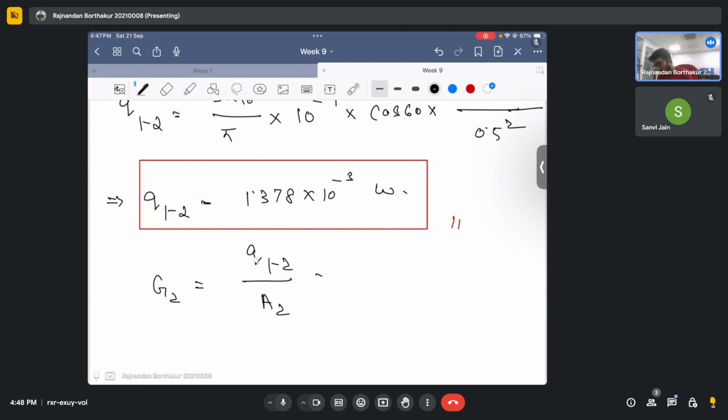So this is simply 1.378 times 10 to the power minus 3, divided by, remember, this should be the actual area of surface 2. If you just write it as A2 times cos theta 2, this is wrong. It should be just A2.